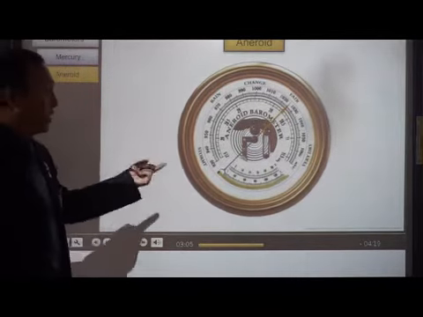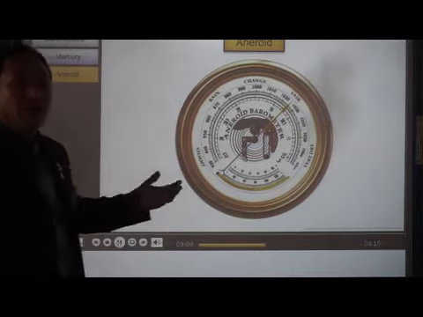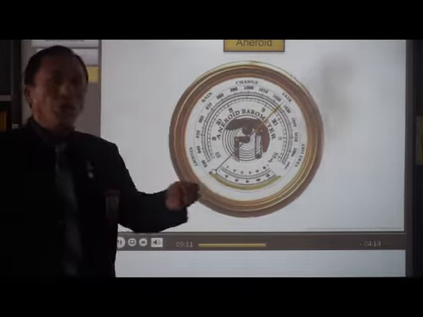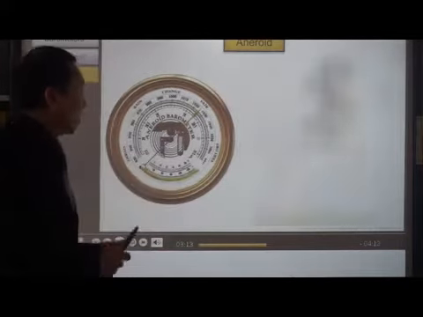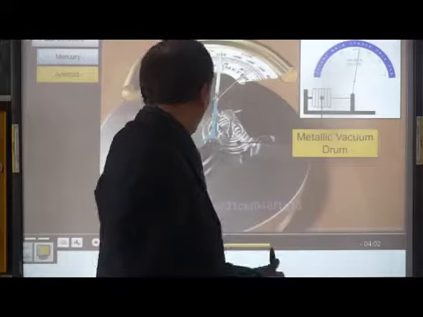So I told you the Mercury Barometer, the first one, is very accurate, but you can't take it. It's because it has mercury, and therefore you can't take it from one place to another. Now, moving a little bit ahead.